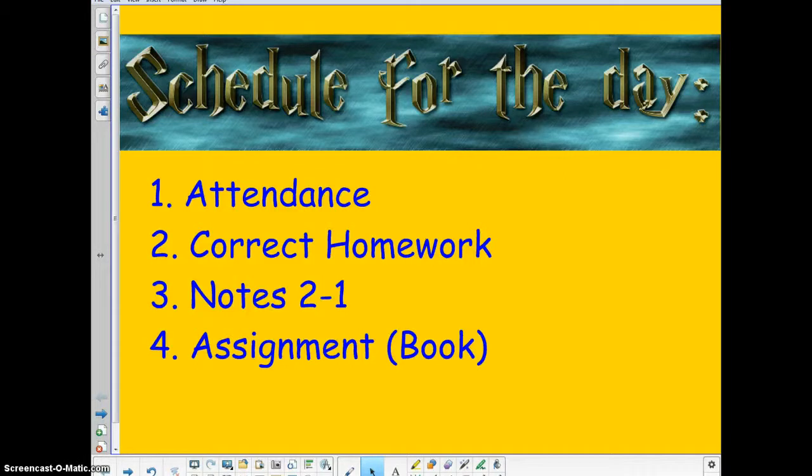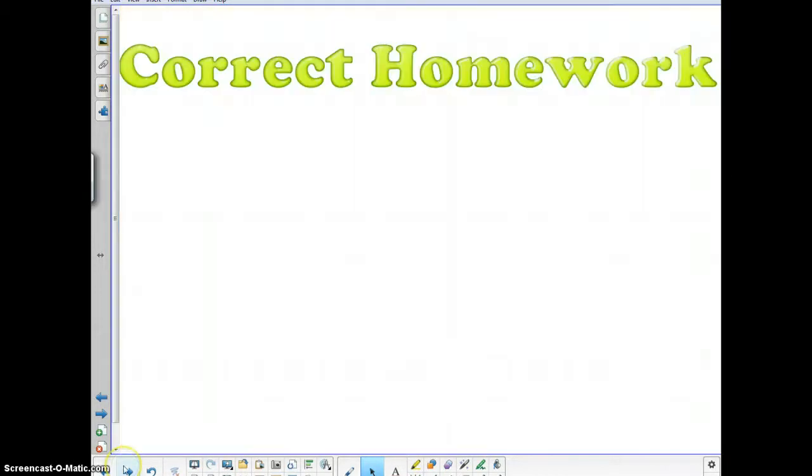I would like to go through the lesson for 2.1, which is dealing with exponents and order of operations. The schedule for today's class period: we'll take attendance first. We'll correct or collect the homework depending on which hour you are. Sometimes I'll collect it, sometimes we will correct it right in class. And then we'll go on to notes for 2.1. And the assignment is out of the book today. So those are the 4 things that we have to cover before we leave.